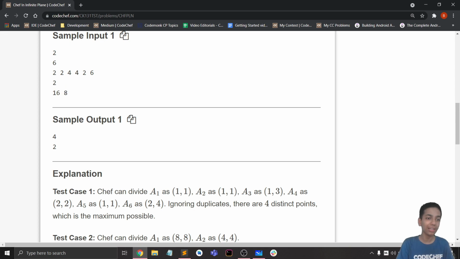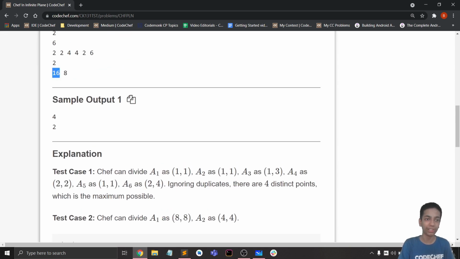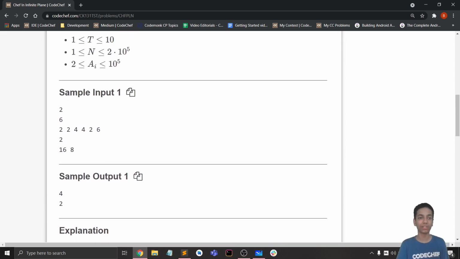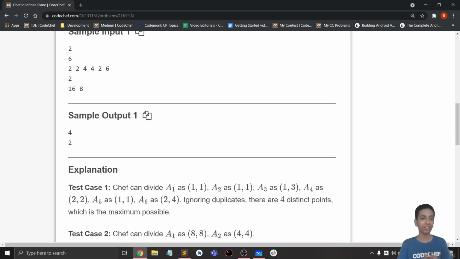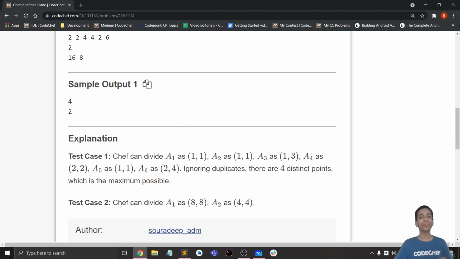For 16 and 8, clearly we can get two distinct points by splitting them into maybe 1 comma 15 and 1 comma 7. So basically there are many ways which we could do this. We just need to report the number of distinct points if we split them optimally. So this is the problem, and now let us quickly jump on to the approach.